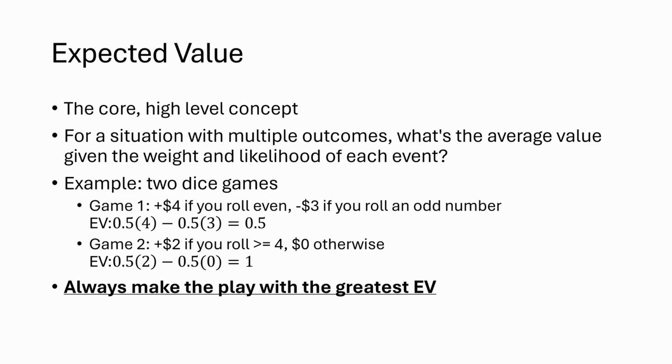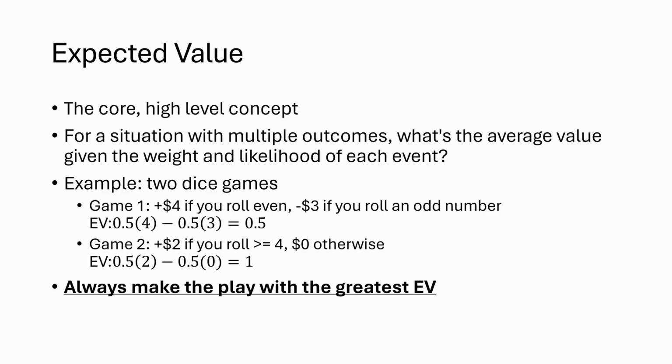So here's a simple example. We have two dice games. In game one, you get plus $4 if you roll even, minus 3 if you roll odd. So there's a 50% chance of you rolling even, which is the good event, and the value of that good event is $4, plus $4 if you win.